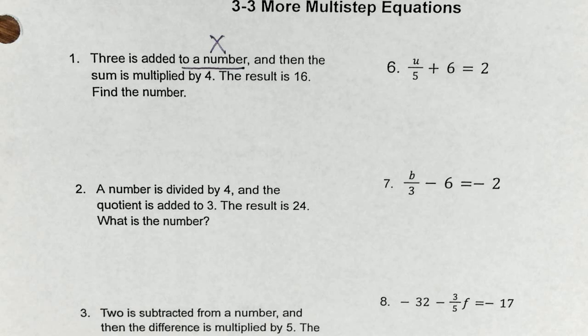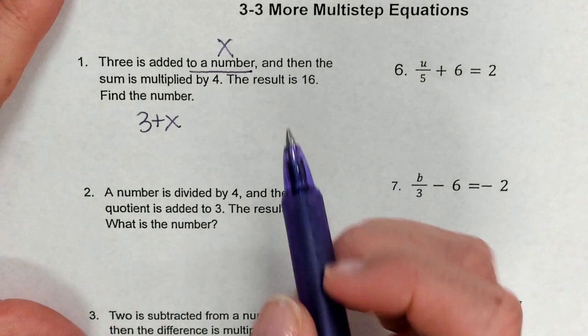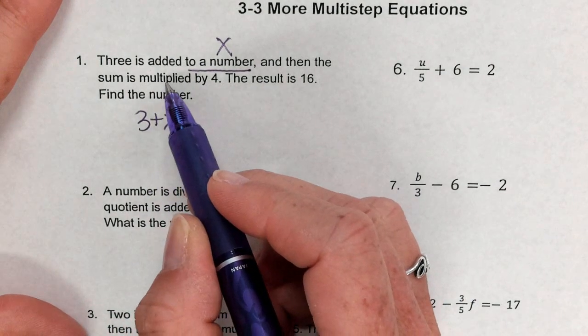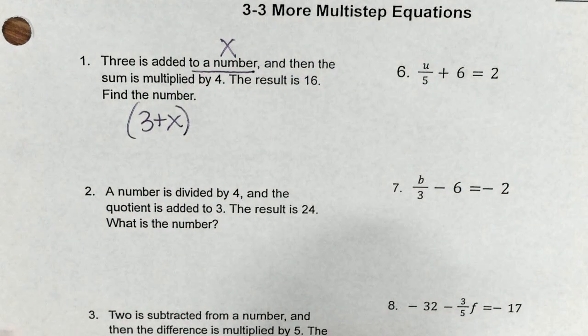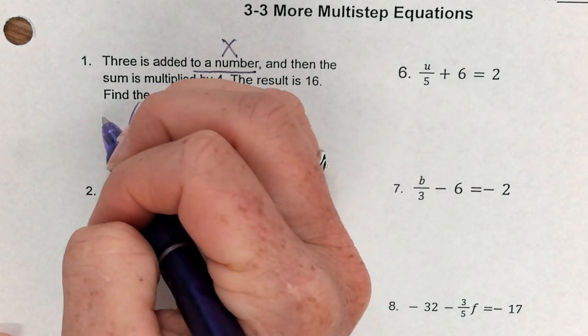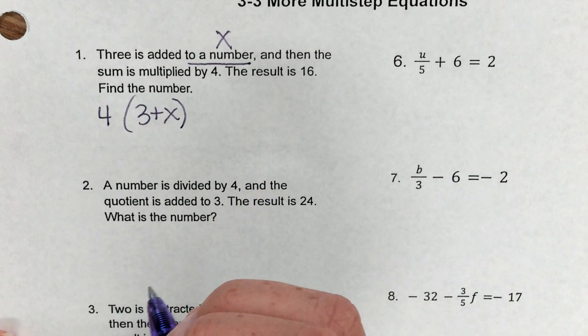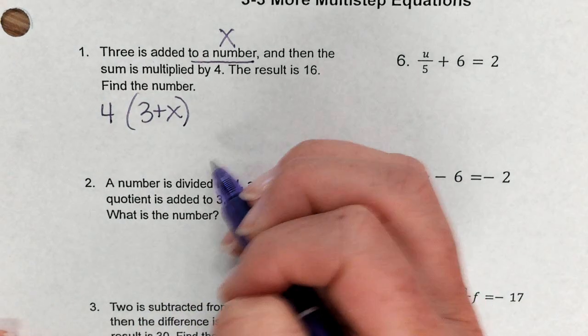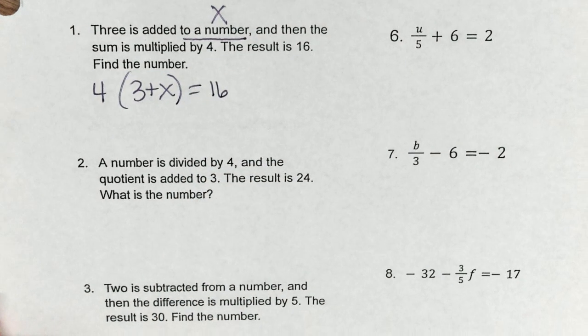And then the sum of that is multiplied by 4. So let's write that. 3 is added to a number. How do I write that? 3 plus x. But then it says the sum of this is multiplied by 4. What do you think I need? This sum of this is going to be multiplied by 4. The result is 16. How would I write it? Equals 16. And then I would solve the equation.